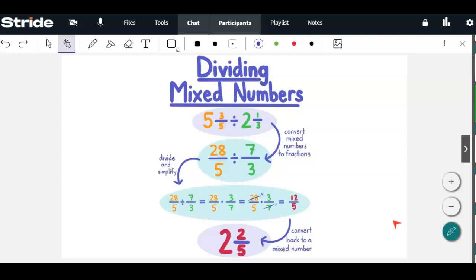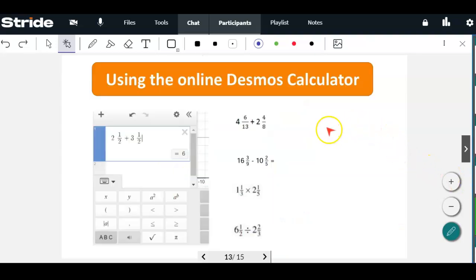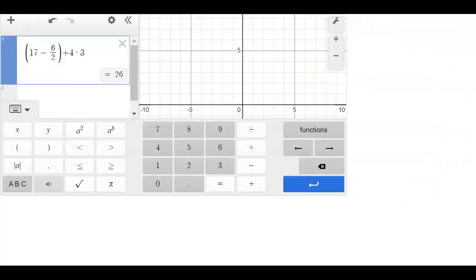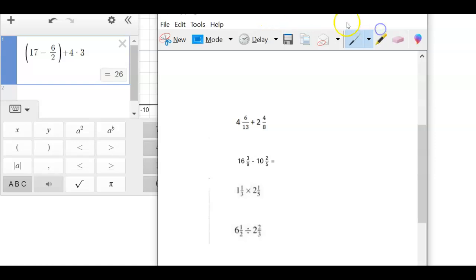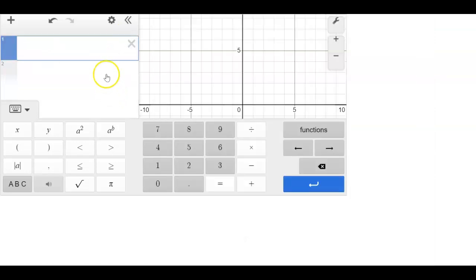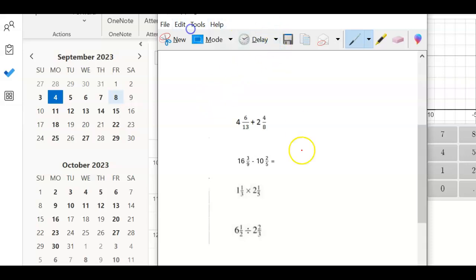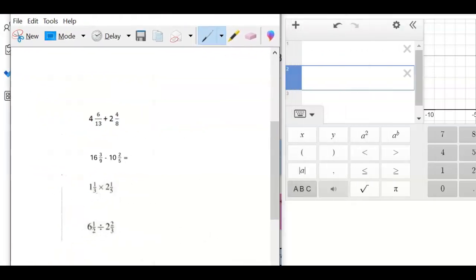All right, so let's go ahead and look at that Desmos calculator. So we're going to do one of each type. So we're going to do the 4 and 6 thirteenths plus 2 and 4 eighths. Well, these are some complicated fractions. I've got a screenshot of these, so I may have to make my screen a little smaller. It won't let me move this over, unfortunately. There we go. Okay, so that way I have that there.